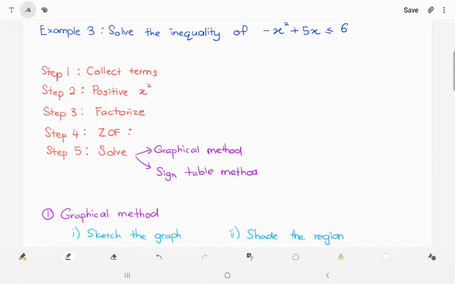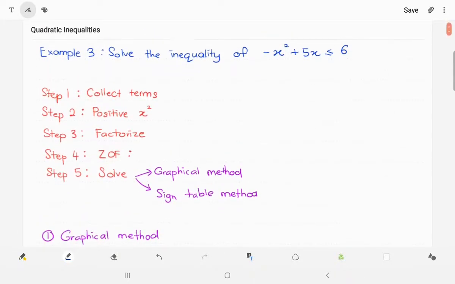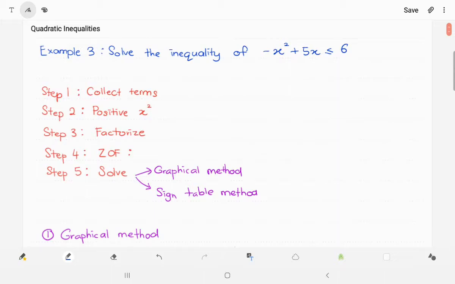So today we will go through example 3, solve the inequality of negative x squared plus 5x less than 6. Okay, so for this example, actually your friends already explained to you the details of how to solve quadratic inequalities. Okay, so I'll just go through again step by step the process to solve quadratic inequalities.